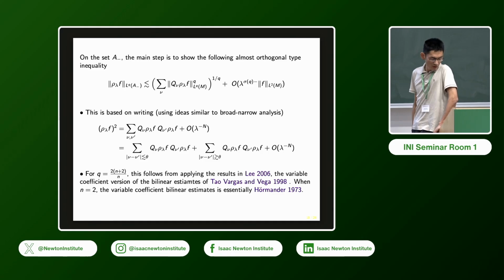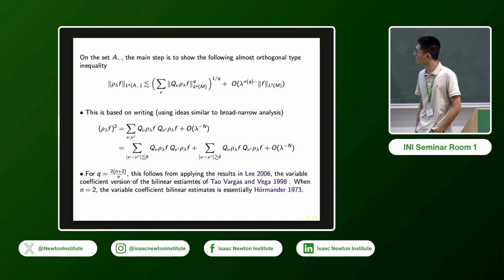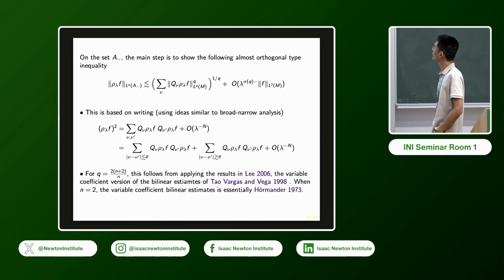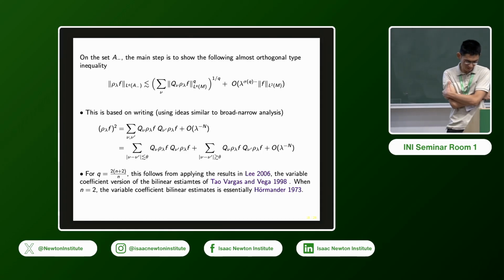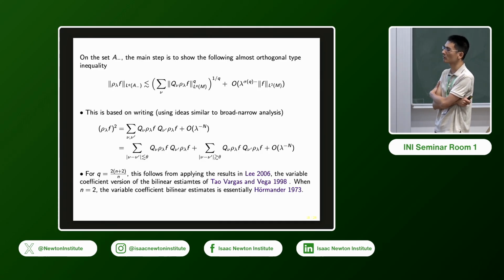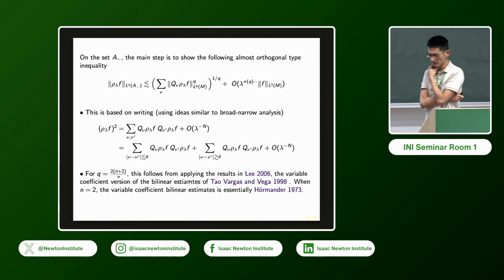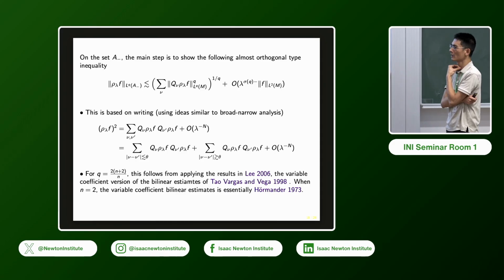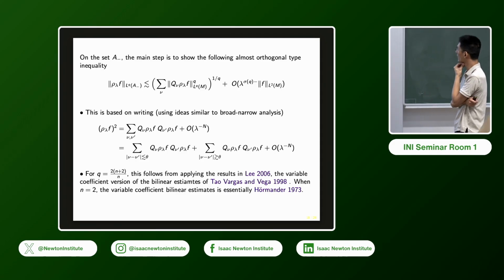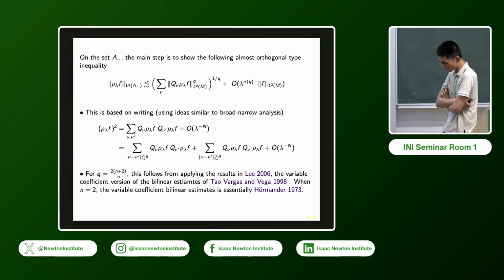For instance, when Q equals (2n+2)/n, this is a bilinear exponent. This follows from applying results of Lee in 2006, which is on variable coefficient versions of the bilinear estimates of Tao, Vargas, and Vega, and related works, when they studied bilinear restriction problems in Euclidean spaces. And in dimension 2, the proof of the bilinear estimates is relatively much shorter, and it follows from earlier work of Hörmander in 1973.